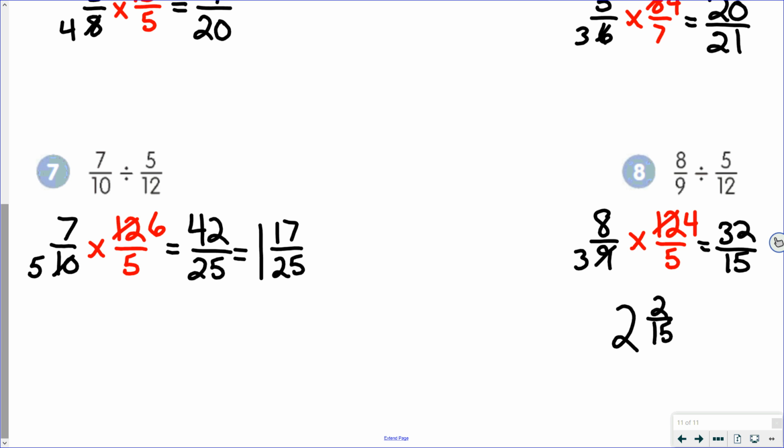And that is today's lesson on dividing fractions. I hope this helps.